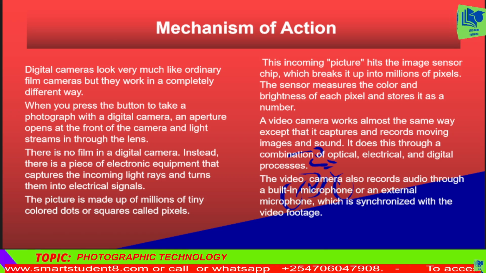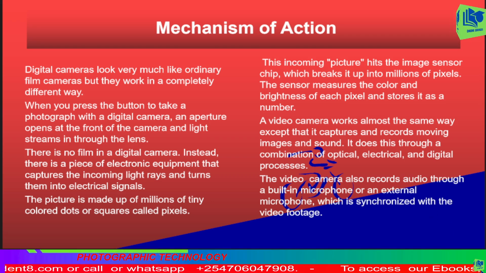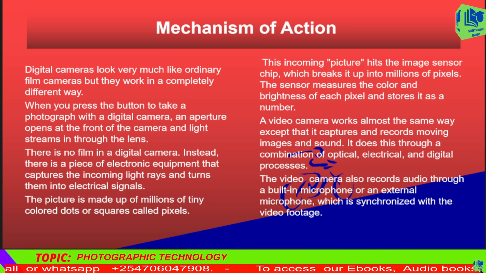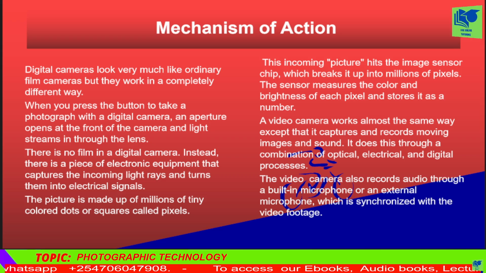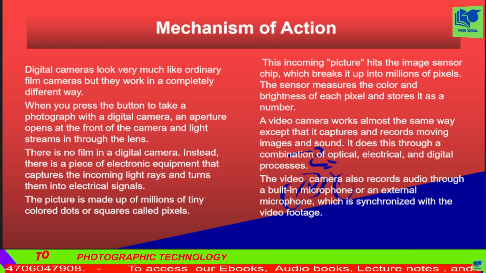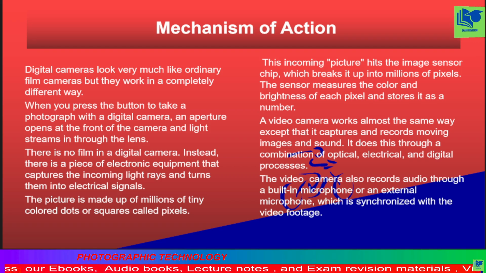This signal is then processed by the camera's electronics, which convert it into a digital format. The digital information is then stored on a memory card or other storage medium. The camera also records audio through a built-in microphone or an external microphone, which is synchronized with the video footage. The recorded video and audio can be played back on the camera's screen or transferred to a computer or other device for editing or viewing.